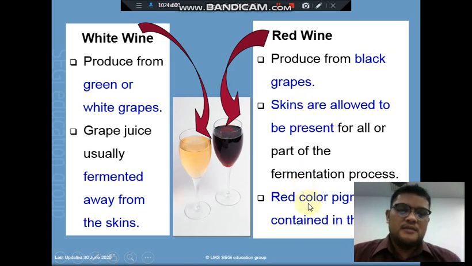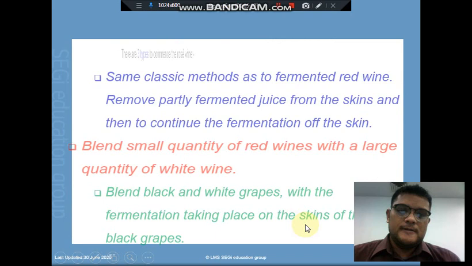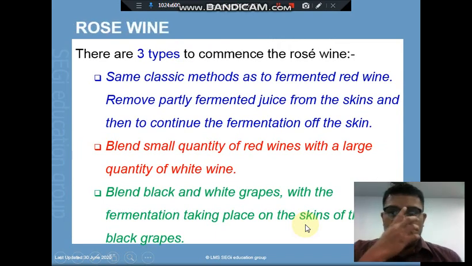And the red color pigment is actually contained in the skin. Where do they get this color of red? For the red wine, it comes from the skin of the grapes. And then the number 3 type is rose wine.